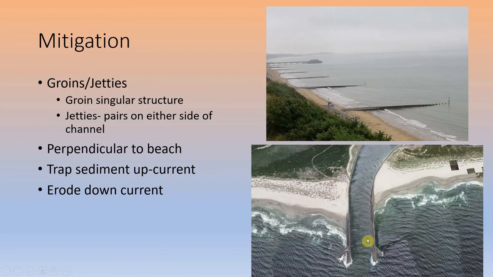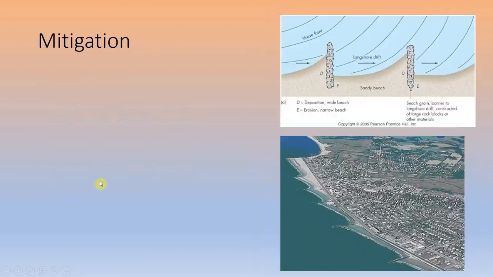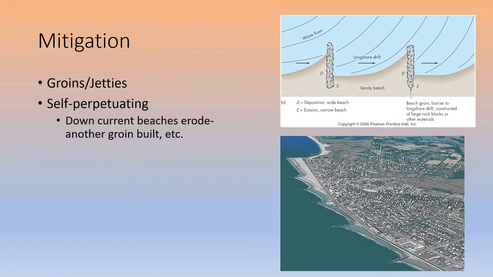Jetties, on the other hand, the idea there is to stop the longshore drift, the longshore current, from blocking off that river channel or harbor mouth or whatever. So they'll still need to dredge this out, but the idea here is to keep this open for shipping and traffic. Again, the idea of self-perpetuation with these, right?